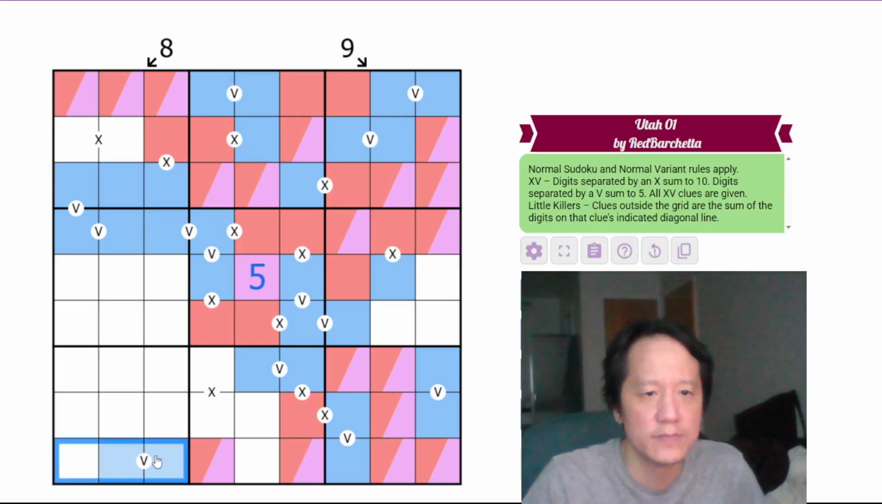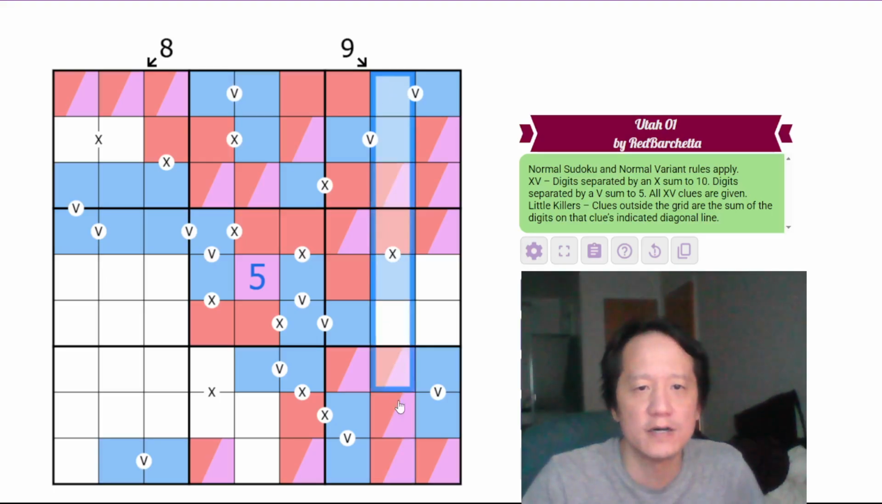Let's see. We have 5 high digits and a 5 in column 8. So the last digit here is low.